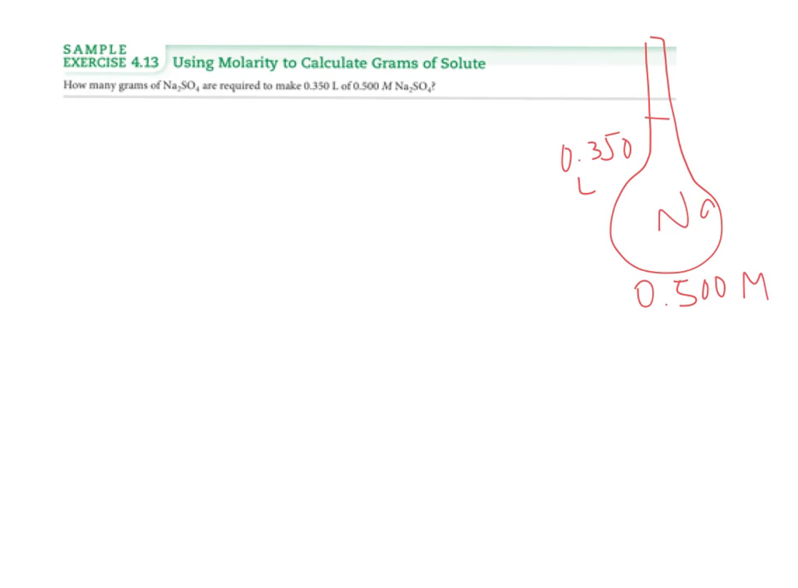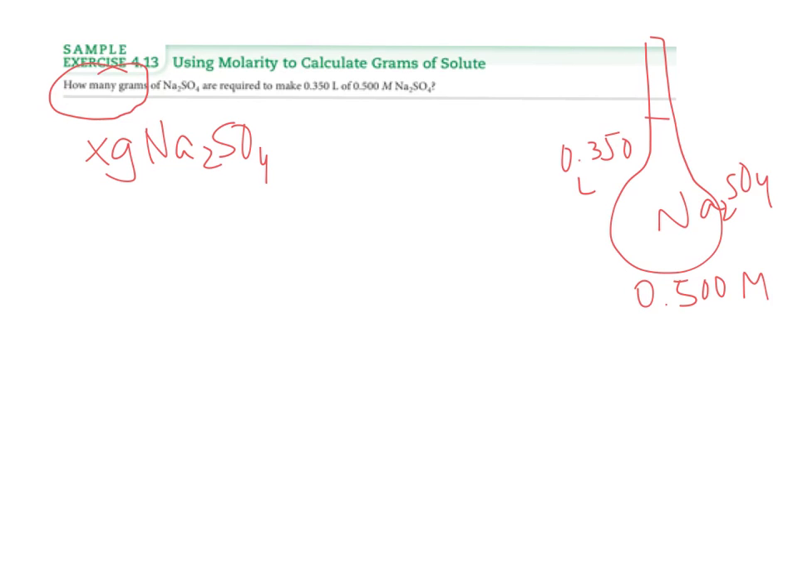Now we're going to consider how many grams of sodium sulfate are required to make 0.350 liters of a half molar solution of sodium sulfate. So I'm just going to draw my flask. I'm going to have a flask that is 0.350 liters, and the molarity will be 0.500 molar of sodium sulfate. I always like to draw pictures so I can see what I'm doing. And I'm looking for how many grams I need. That's what I want to find out. So I write that down.